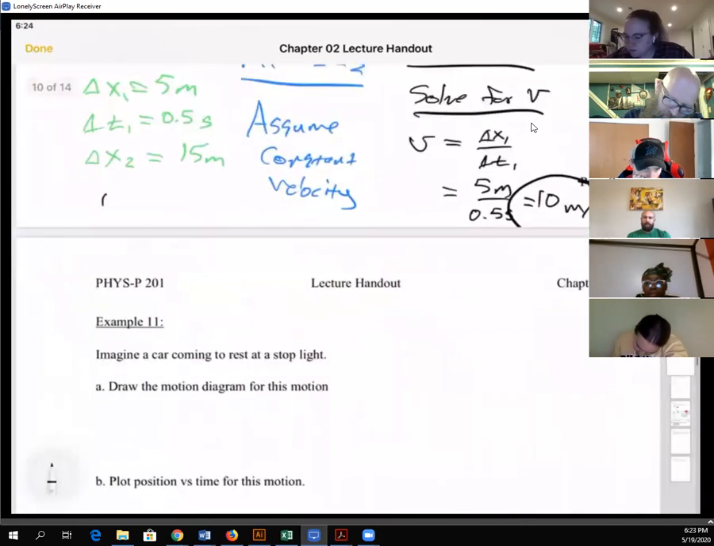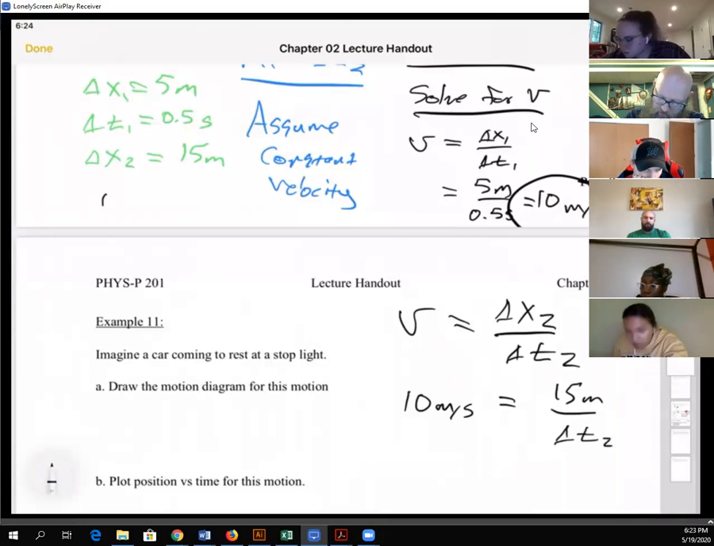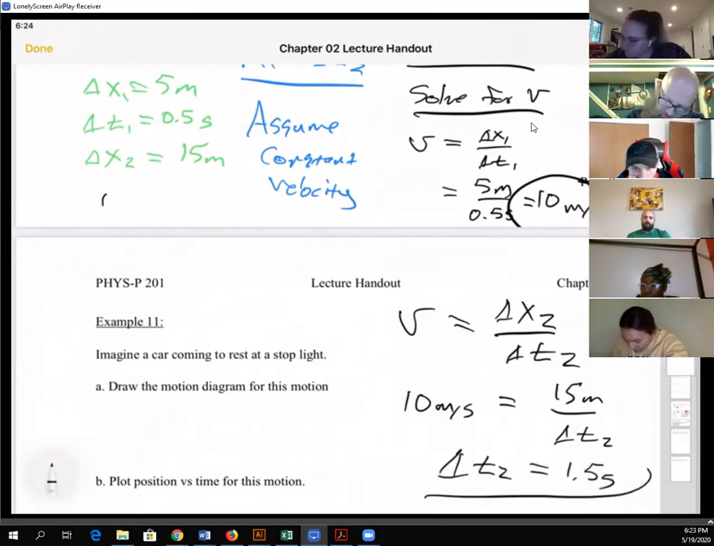Right, so V equals delta x2 divided by delta t2. That V is 10 meters per second. The delta x is 15 meters, and I'm looking for delta t2. Then I can algebra that a little bit, and I should get 1.5 seconds. Questions about that? Again, I think that's pretty straightforward.